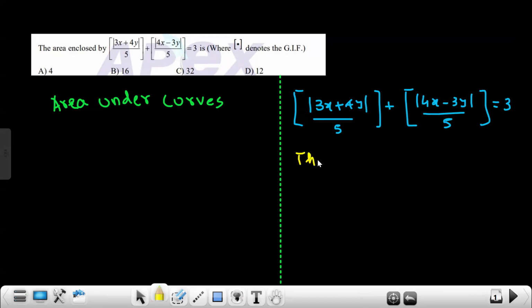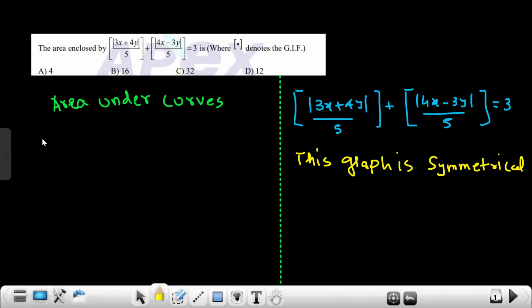So this graph is symmetrical. That means we will get this curve in all four quadrants: positive x and y, negative x and negative y. So how are we going to solve it?